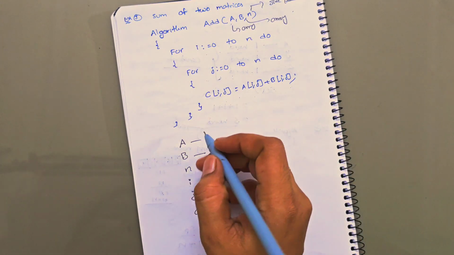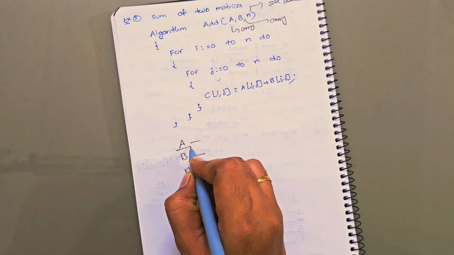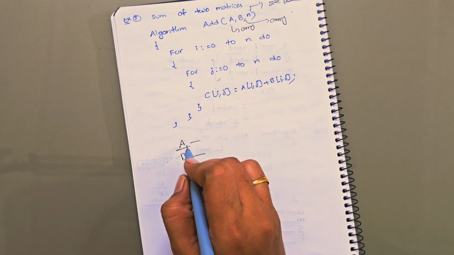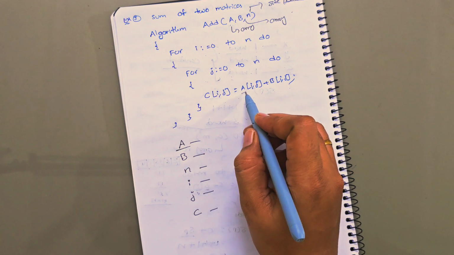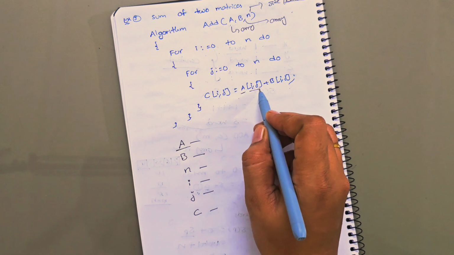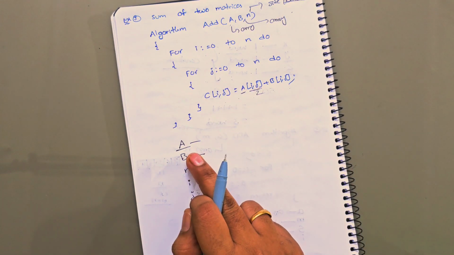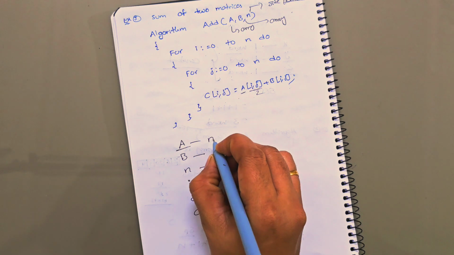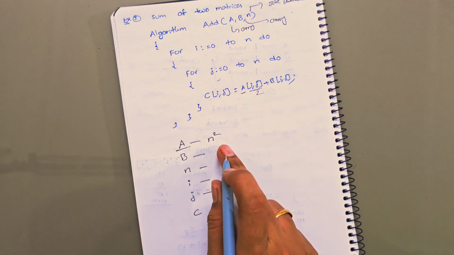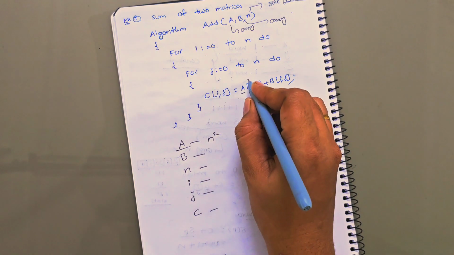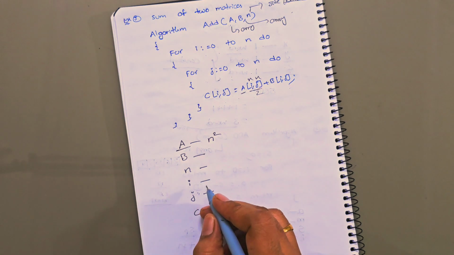Clear? So now, A is what? A is not a constant. This is array variable. So you have to check. A is depending on how many variables? 2. So what is the space required by this array variable? N square. N into N, that is N square. Right? N into N. Clear?